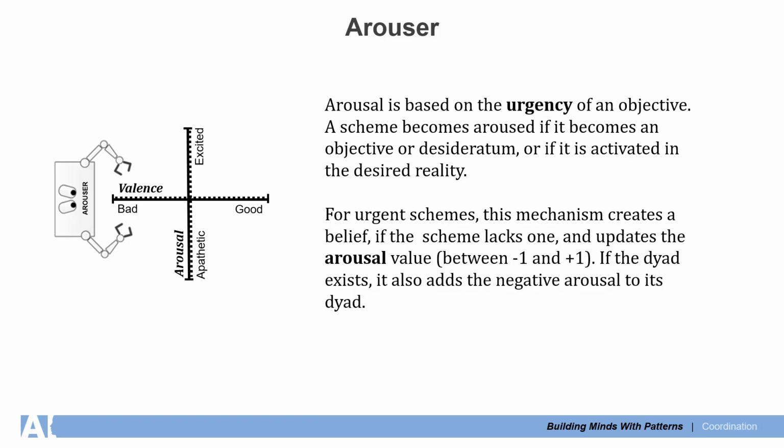Arousal is based on the urgency of an objective. A scheme becomes aroused if it becomes an objective or desideratum, or if it is activated in the desired reality. For urgent schemes, this mechanism creates a belief, if the scheme lacks one, and updates the arousal value between -1 and +1. If the dyad exists, it also adds the negative arousal to its dyad.